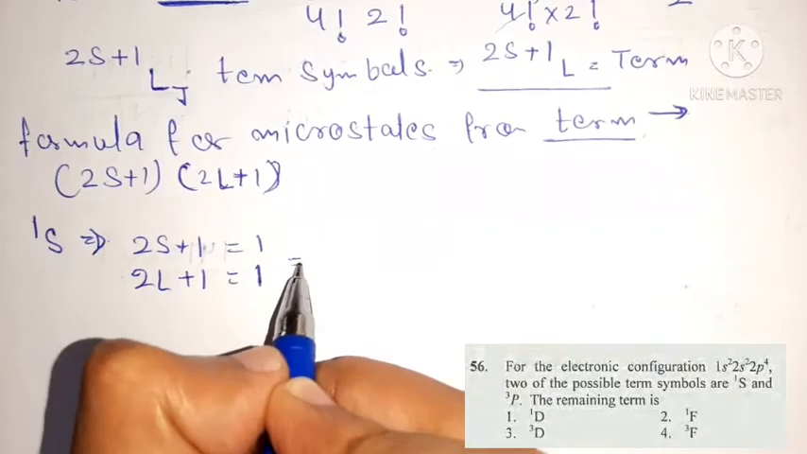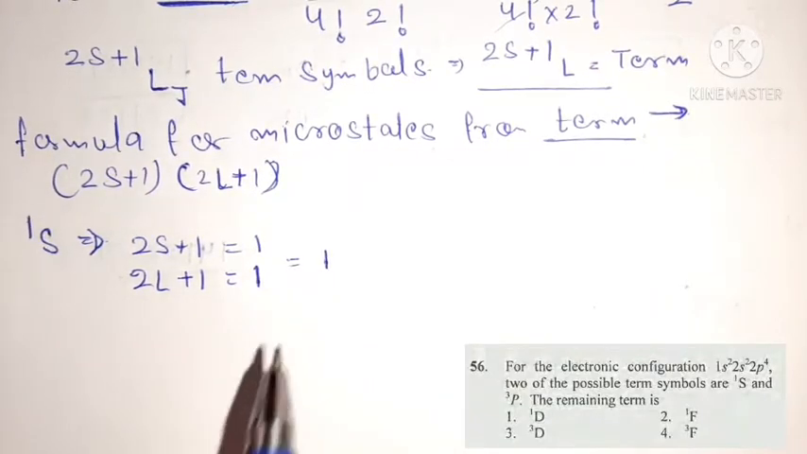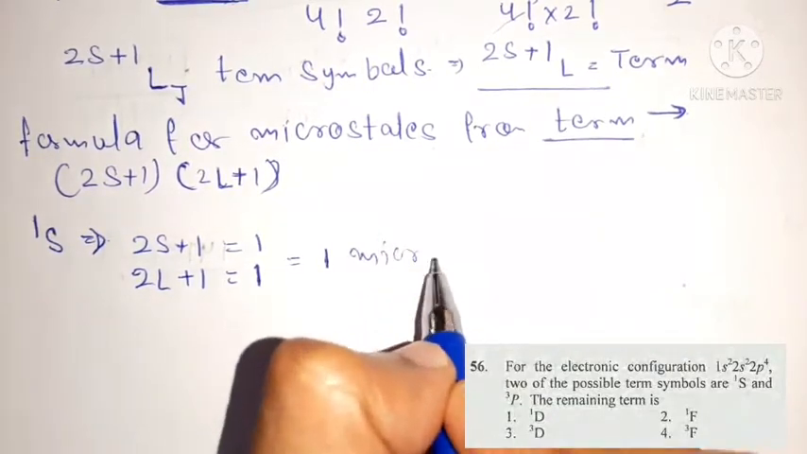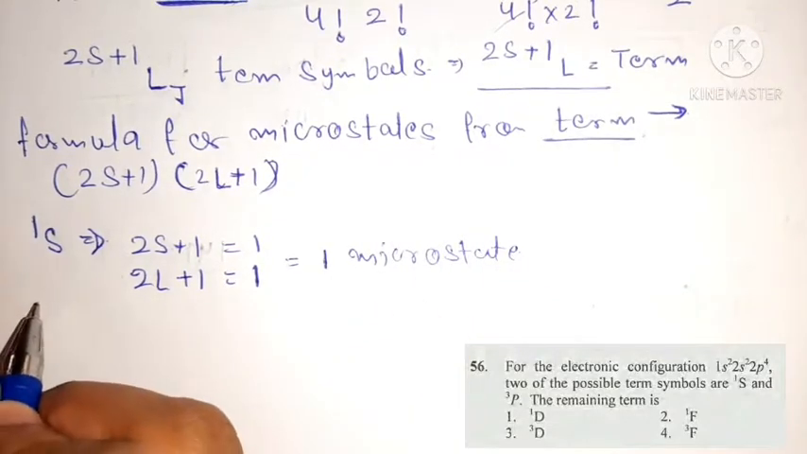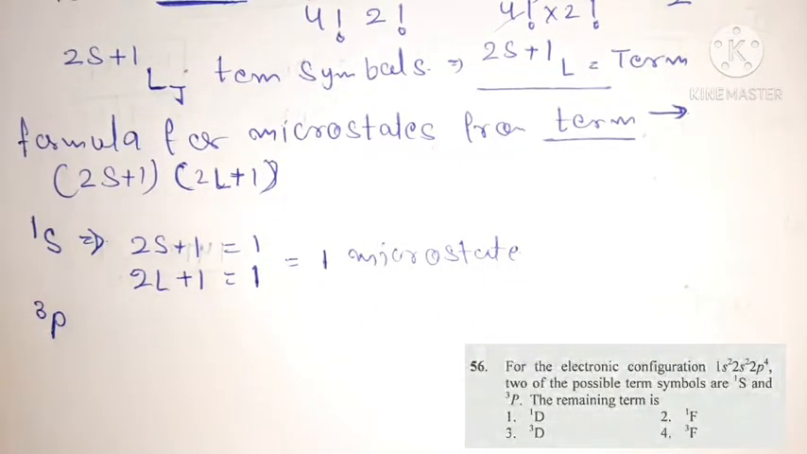So 1 into 1 is 1. So 1 microstate is related to your 1s term. Okay, now another one is 3p, which is also provided in your question.